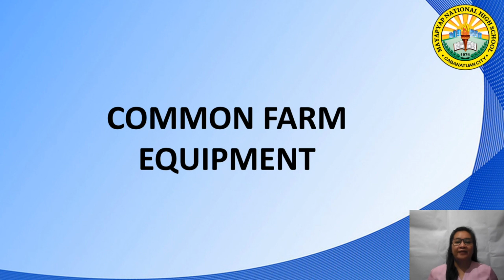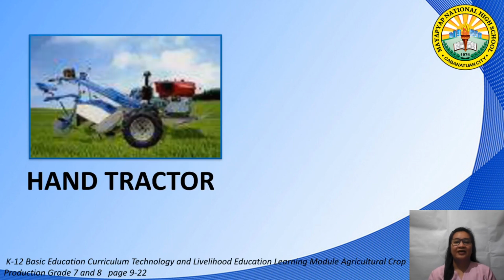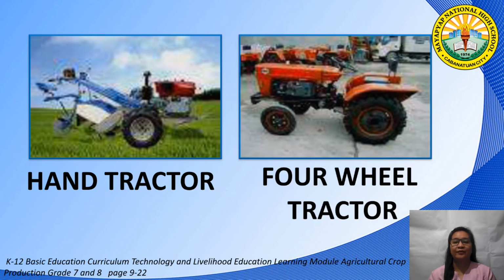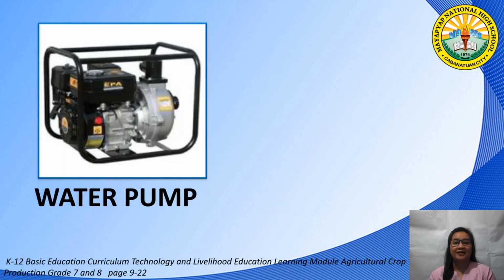Common farm equipment. These are machineries used in crop production. They are used in land preparation and in transporting farm inputs and products. This equipment needs a highly skilled operator to use. Examples are hand tractor. It is used to pull a plow and harrow in preparing a large area of land. Four-wheel tractor is used to pull this plow and this harrow in preparing much bigger area of land. Water pumps are used to draw irrigation water from a source.